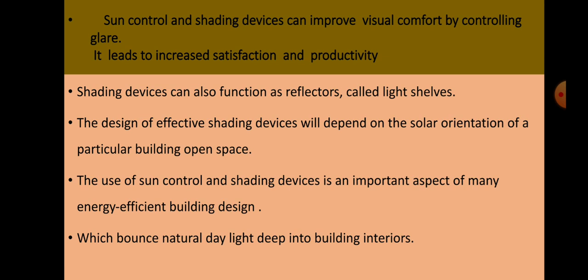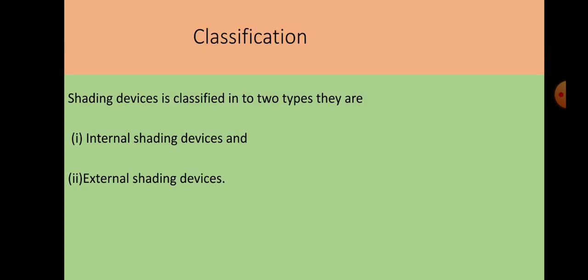The design of effective shading devices will depend on the solar orientation of a particular building open space. The use of sun control shading devices is an important aspect of many energy efficient building designs, which bounce natural light deep into the building interiors.